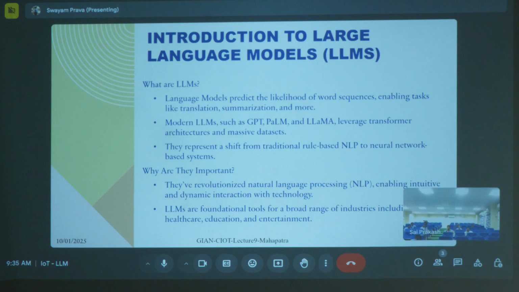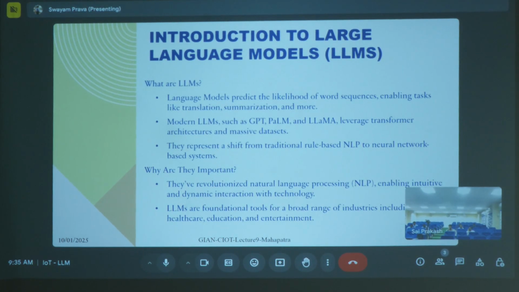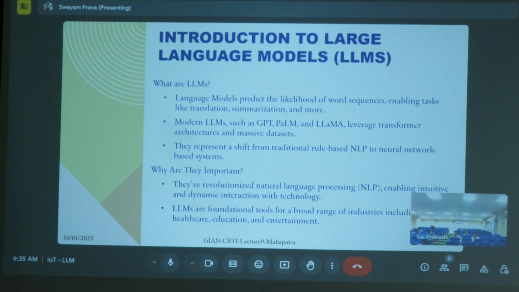For example, in healthcare, LLMs help doctors analyze patient records and suggest treatments. In education, they provide personalized tutoring systems that adjust to a student's learning pace. Across sectors, LLMs have made human-machine interaction more intuitive and impactful.